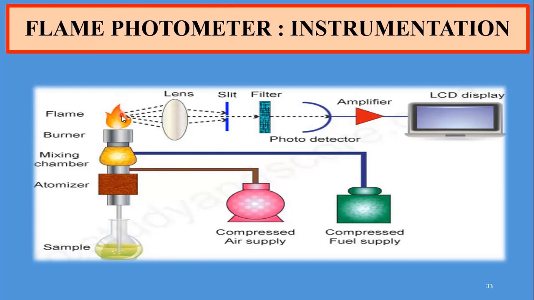And when it goes to the ground state, it will emit a certain characteristic energy, and it will go to the lens, then slit, filter, and then to the photodetector which will detect the signal and then show a display in the form of absorption or concentration or transmittance, which we want to determine. So this is all about instrumentation in flame emission spectroscopy. Thank you very much.